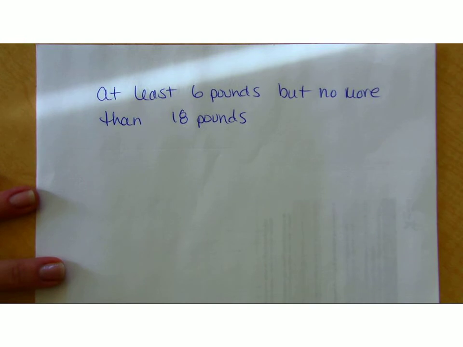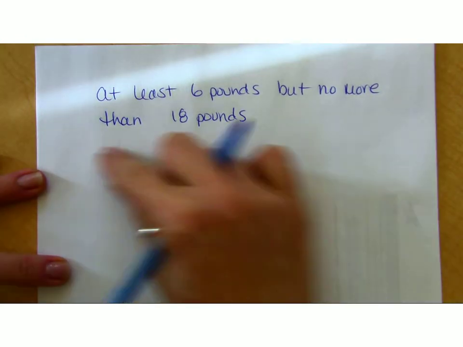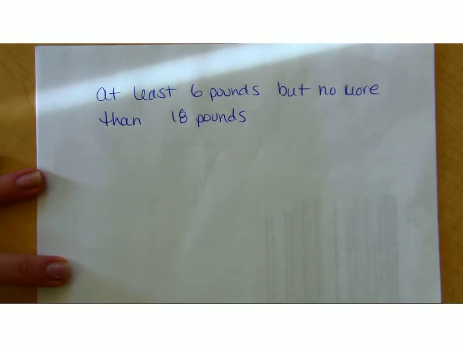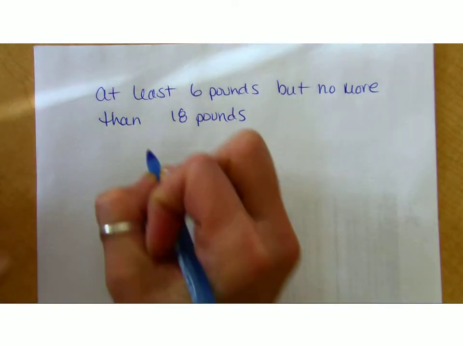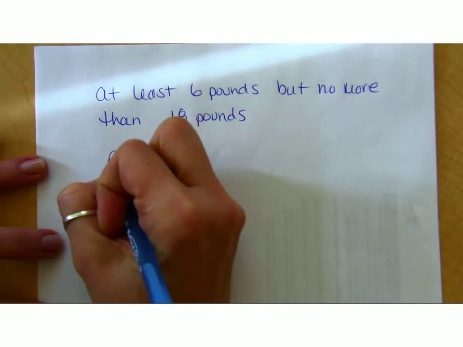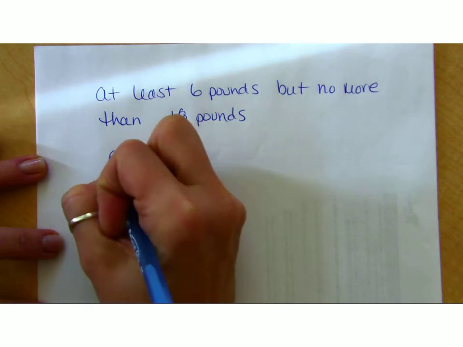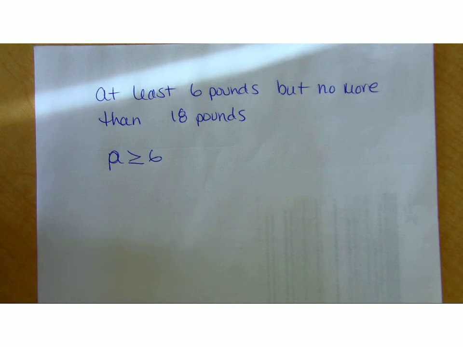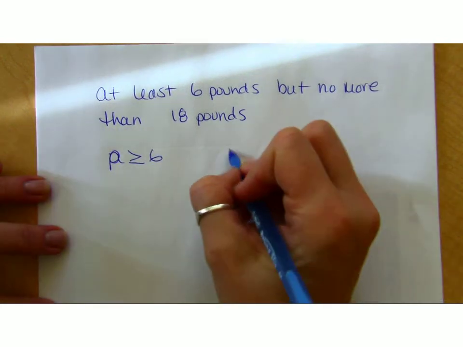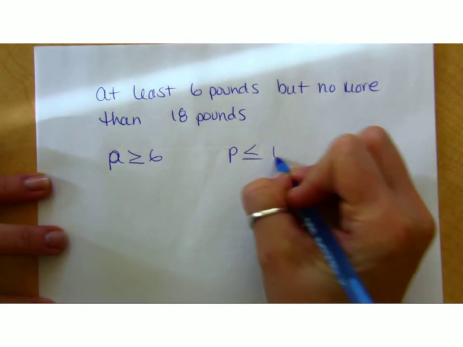You could do this a couple of different ways. You can write them separately first if you want. I'll take you one step at a time. I want my cat to be at least 6 pounds. Can he be 6 pounds? Yeah, let's use P for pounds. So he can be 6 pounds. But I don't want him any more than 18 pounds. He could be 18 pounds, but he's got to be less than or equal to 18.